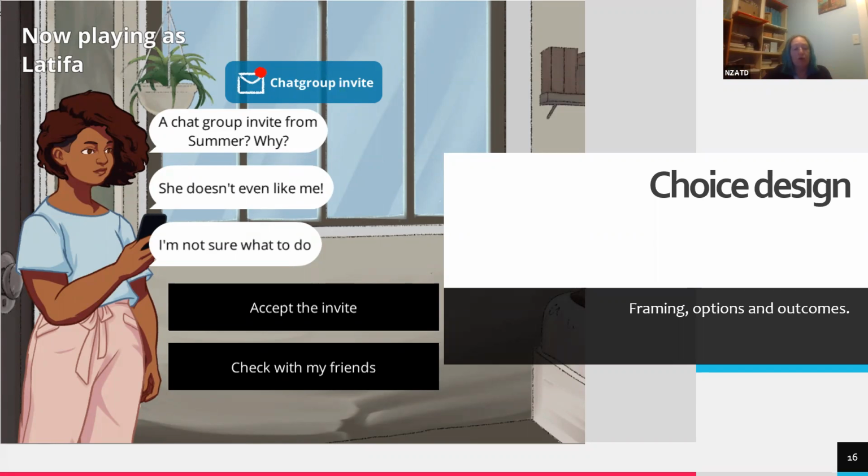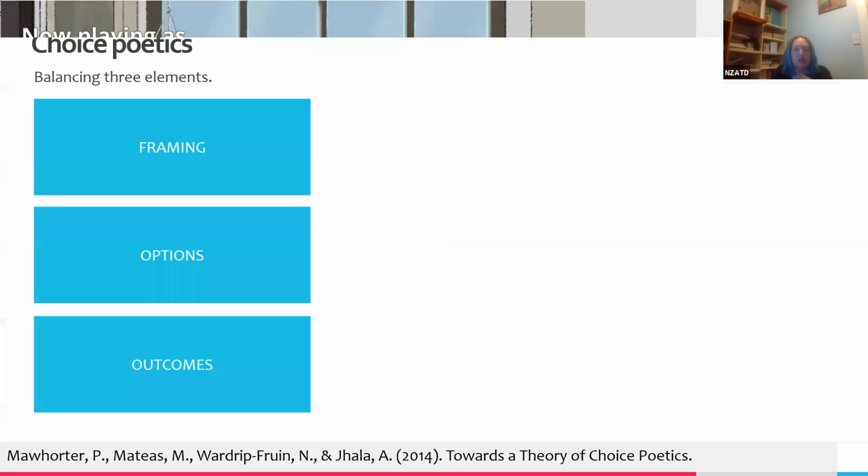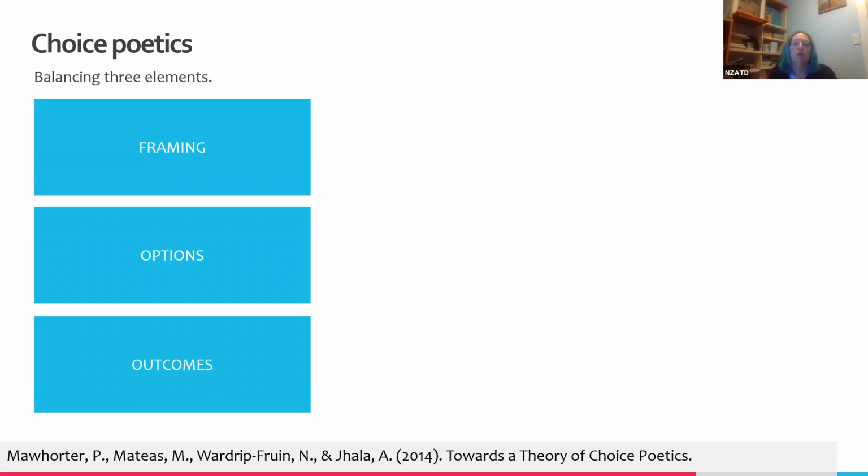So how can you write those choices? What are models that can help you? There was an elaborate answer, but there are some things that are going to come back. What some writers in academia call choice poetics is balancing three elements in your choice, and you saw that in the exercise. So you've got the framing of your choice, the options, and the outcomes.